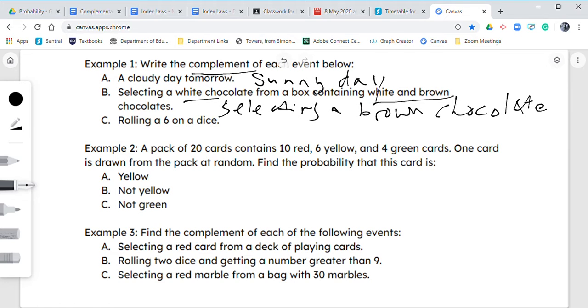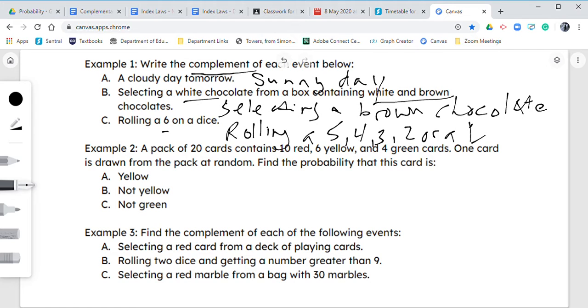So if I said rolling a 6 on a dice, what would be the complement of rolling a 6? Well, it'd be rolling a 5, a 4, a 3, a 2, or a 1 would be the complement of rolling a 6.